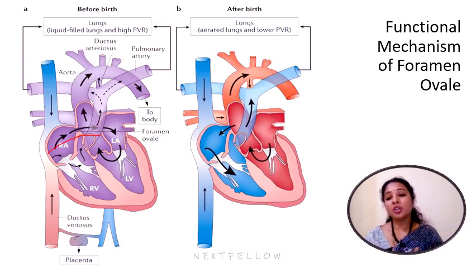So there will be a mixture of oxygenated and deoxygenated blood in the body, so it can't meet the oxygen demands of the tissues. Initially the patient will be asymptomatic, but later, when the child grows up and physical activity is more, they will start feeling exhausted very soon. At that time it is usually discovered that there is a persistent foramen ovale.